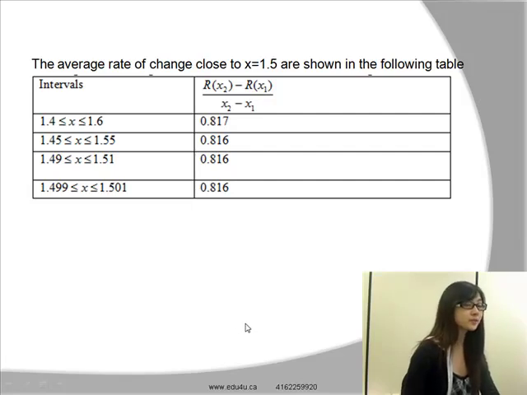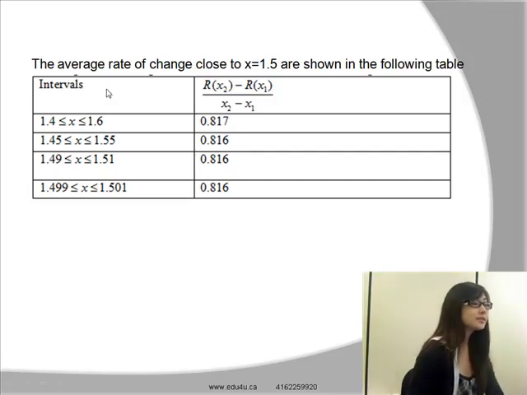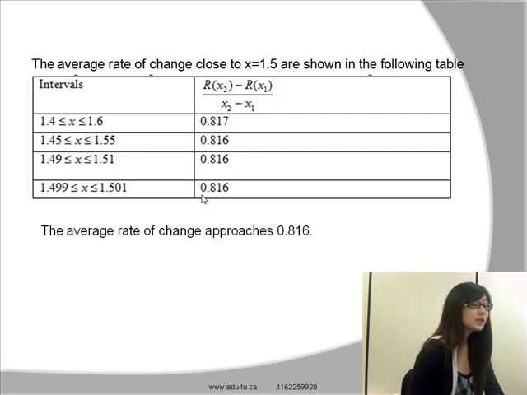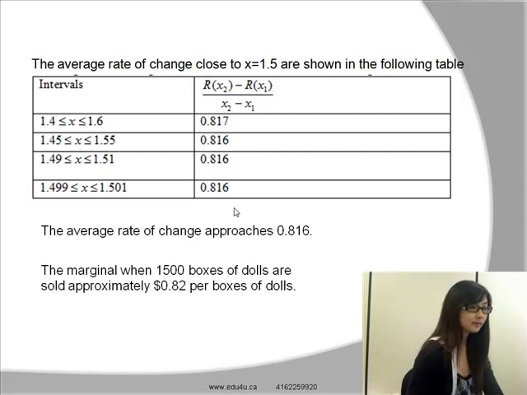Next, what we do is we try to find intervals around x equals 1.5 and see what we get for the average rate of change. And then we try to decrease these intervals to as little as possible and see what happens to the rate of change. Now you can see that as the intervals decrease more and more, the average rate of change gets closer and closer to the number 0.816. So we can conclude that the average rate of change approaches 0.816. In conclusion, the marginal revenue when 1,500 boxes of dolls are sold is approximately $0.82 per box of dolls.